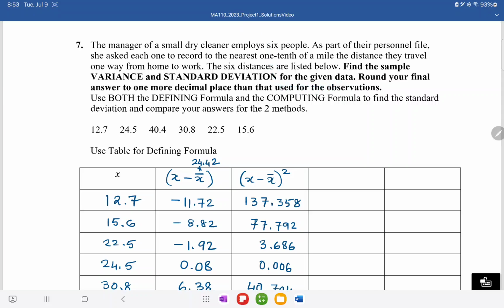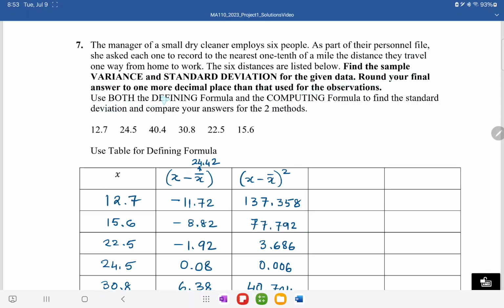So let's go through it first. It says the manager of a small dry cleaner employs 6 people. As part of their personnel file, she asked each one to record to the nearest 1/10 of a mile the distance they travel one way from home to work. The 6 distances are listed below. So this data set refers to miles traveled. Find the sample variance and standard deviation for the given data.